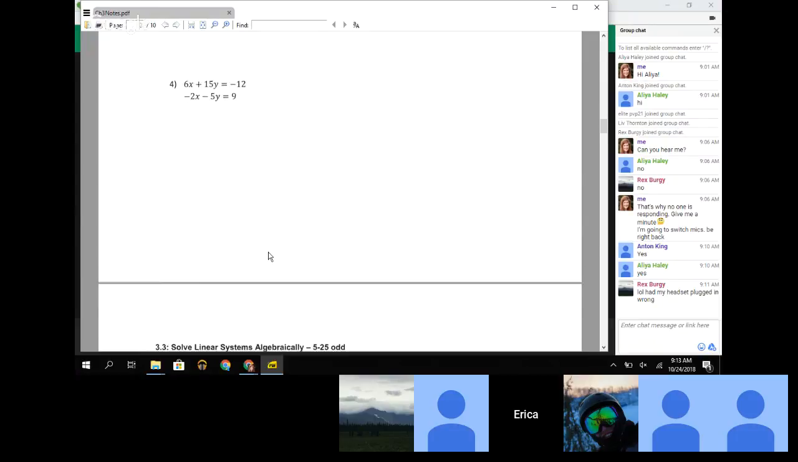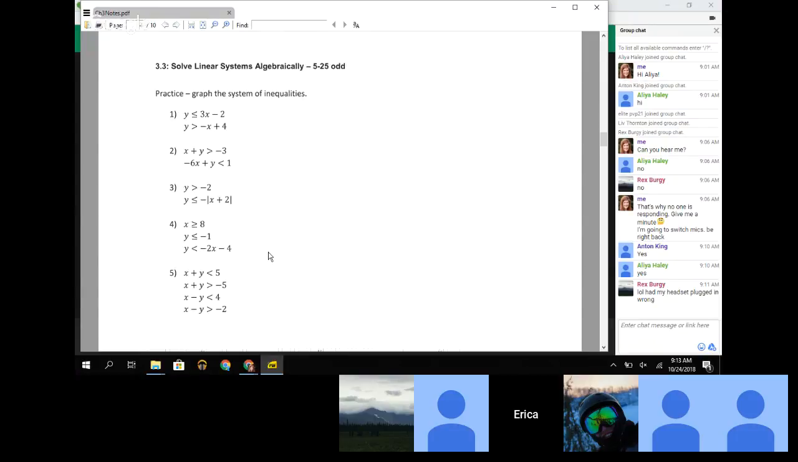Now we're going to go on to section 3.3. 3.3 kind of takes us back to that 3.1 section, and we're talking about linear systems of equations. I don't even know if this chapter is titled correctly, in all honesty, but these are actually inequalities. I have my book right here. Well, it doesn't really matter.